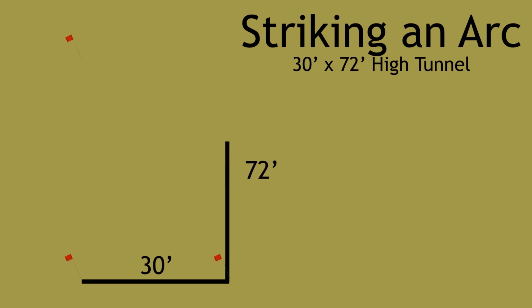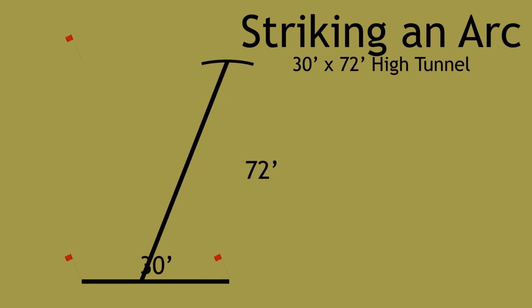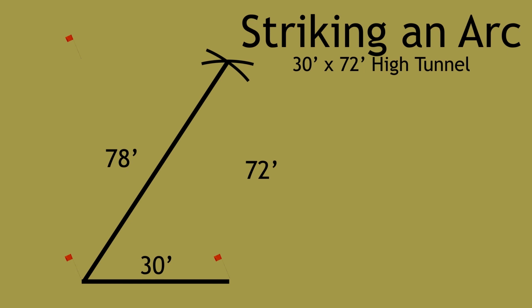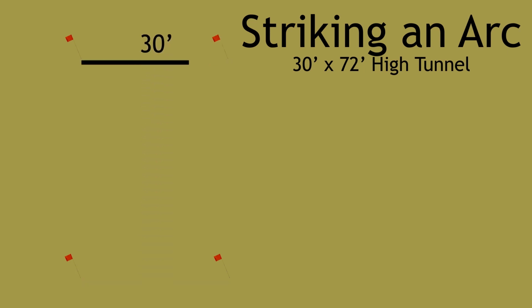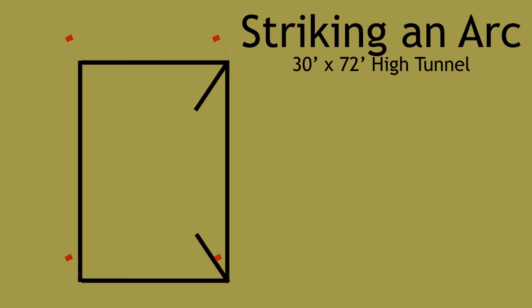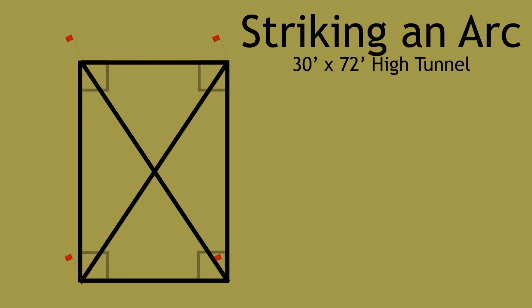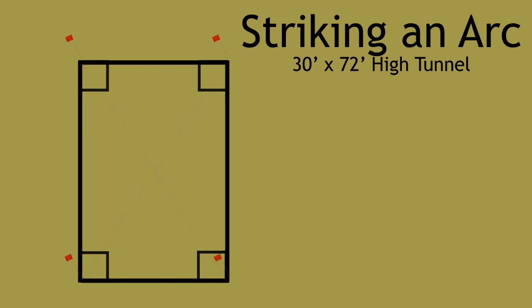Now, flip the measurements and repeat these steps to establish the third side and the location of the remaining corner. Next, check the measurement of the width. If it is not correct, adjustments can be made by repeating the arc steps. As a final check, as done with the 3-4-5 method, measure the diagonals to make sure that they are equal. If they are, your tunnel is square. Now the site is ready for the tunnel to be constructed.